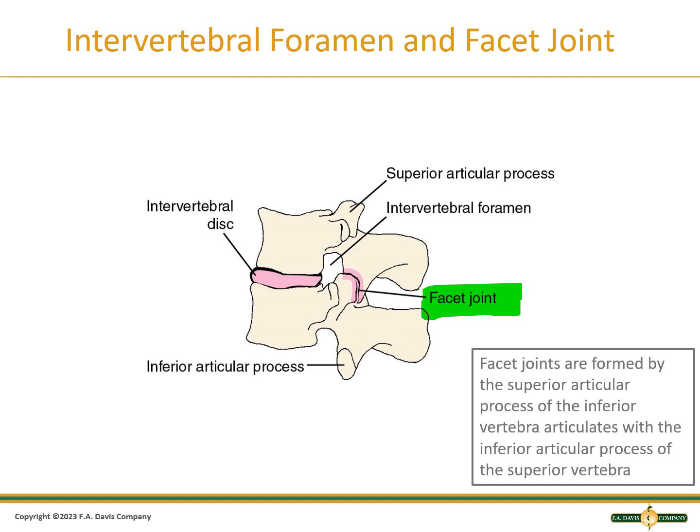But if you're struggling to understand this, make sure that you take a look at a skeleton. Now, that articulation of the superior facet of the inferior vertebra with the inferior facet of the superior vertebra creates our intervertebral foramen, where our spinal nerve roots exit from.